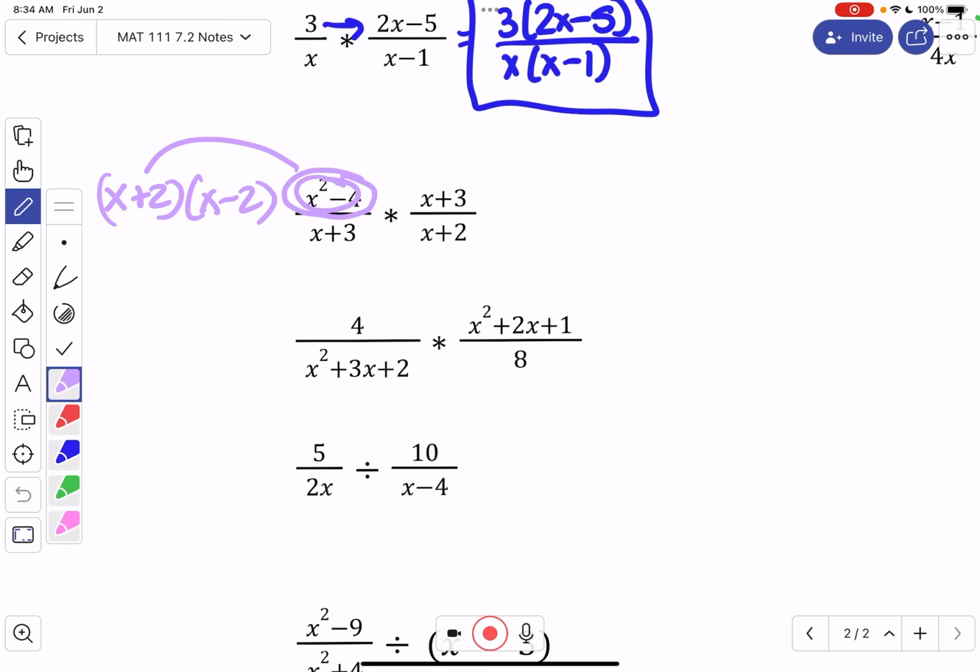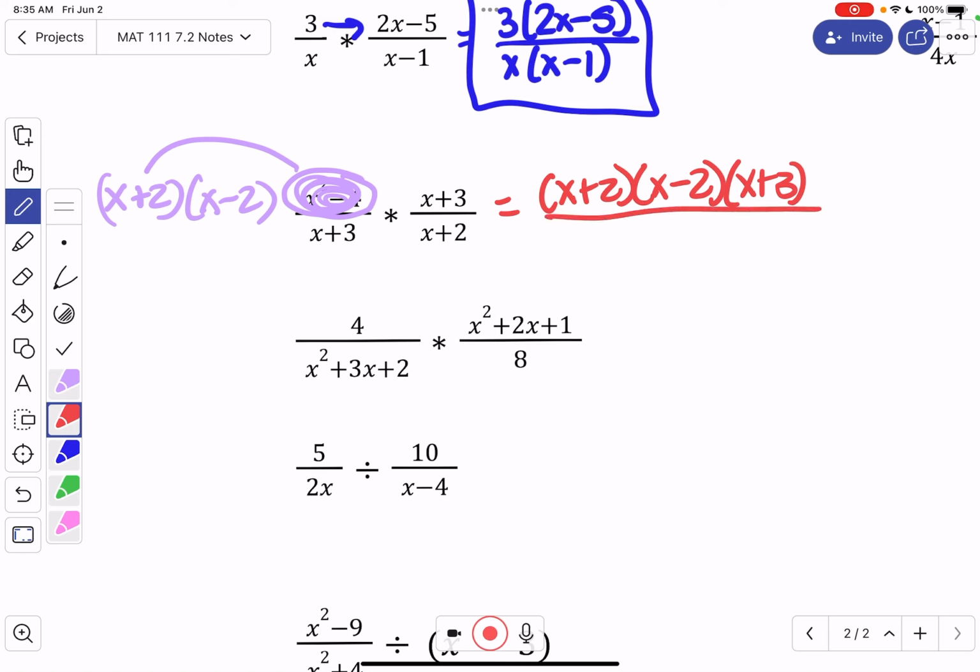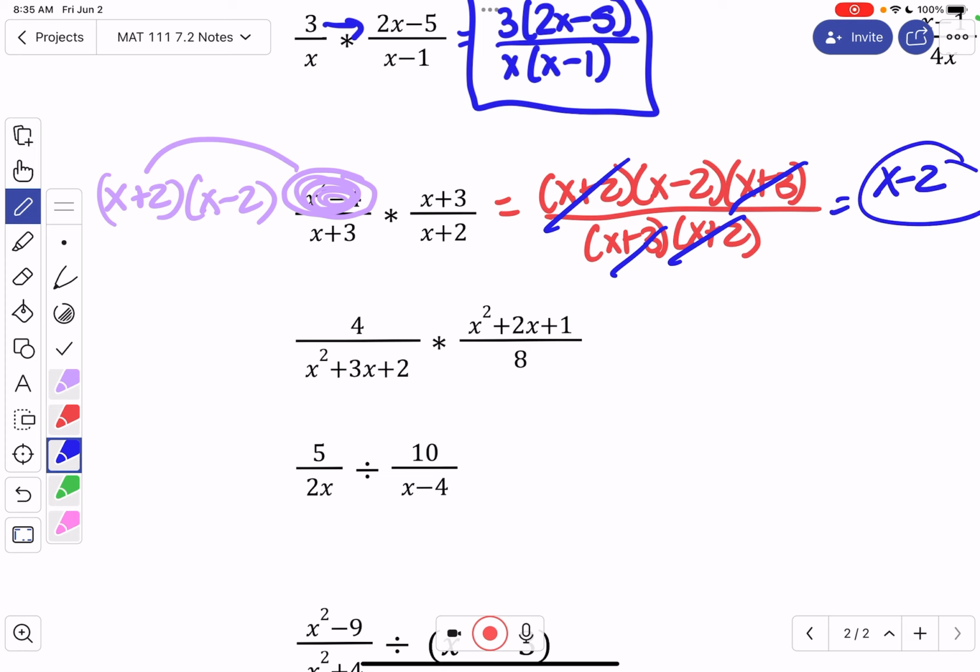So we can rewrite this as those purple ones there. Then we multiply straight across. So we have x plus 2, x minus 2, x plus 3 on the top. On the bottom, we have the x plus 3 and the x plus 2. Simplify the x plus 2 and the x plus 3 that are on there, and all we're left with is x minus 2. That would be the solution.